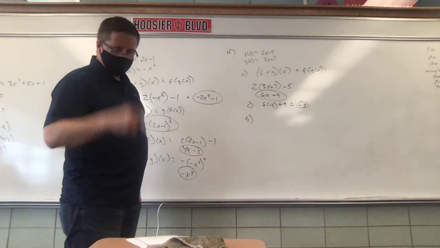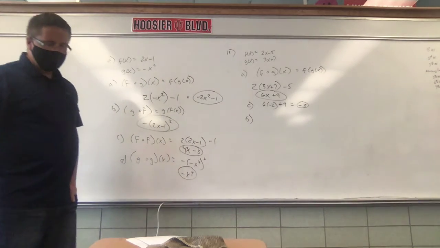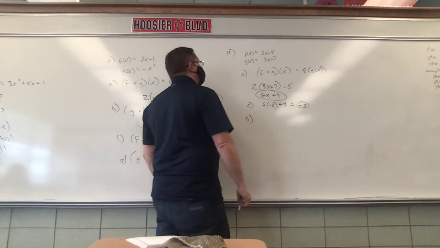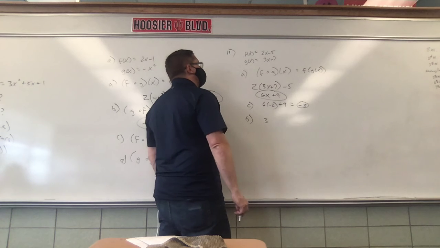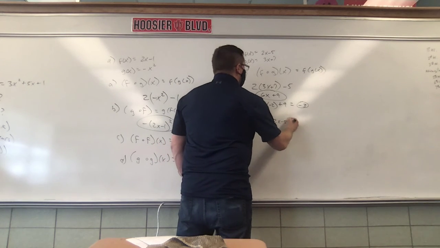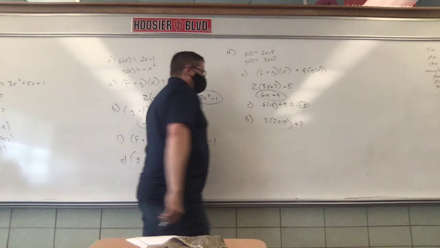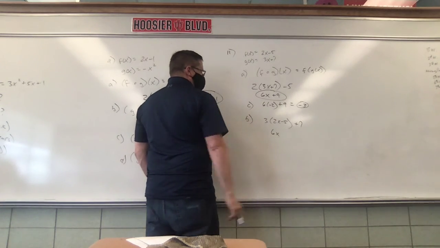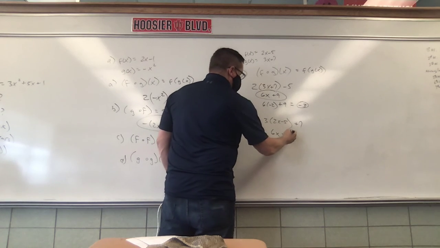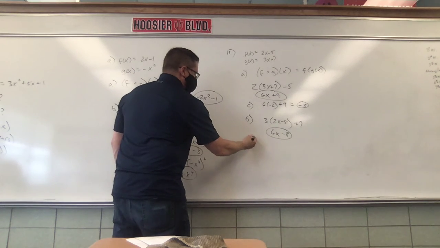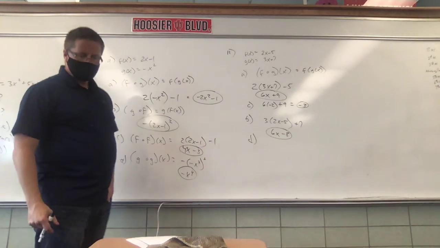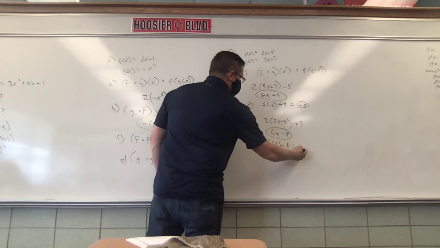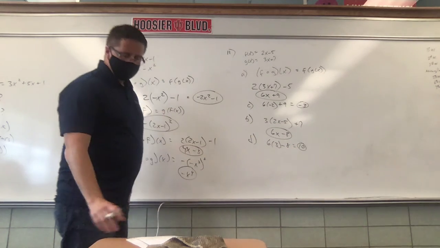For part B, g follows f of x. So start writing the g function. What am I going to write first? 3. I see an x, so we put what in for it? 2x minus 5. Then what? Let's clean this up: 6x, 3 times negative 5 is negative 15, plus 7 is negative 8. What's D telling you to do? Plug in 3. So 6 times 3, minus 8. 18 minus 8 is 10.